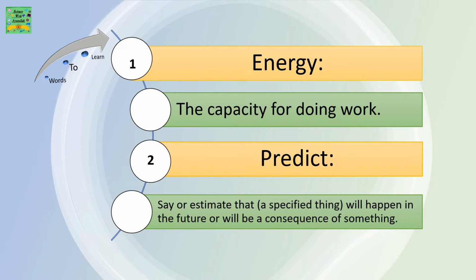Energy: the capacity for doing work. Predict: say or estimate that a specific thing will happen in the future or will be a consequence of something.